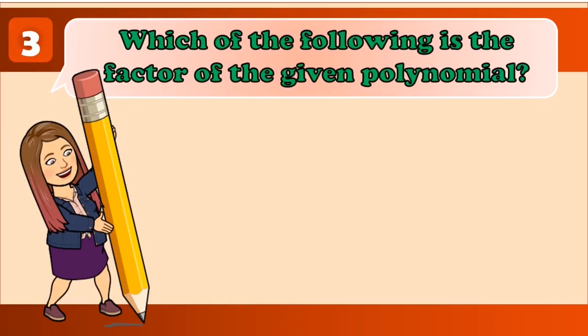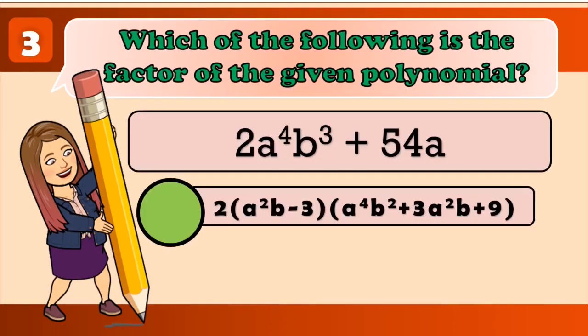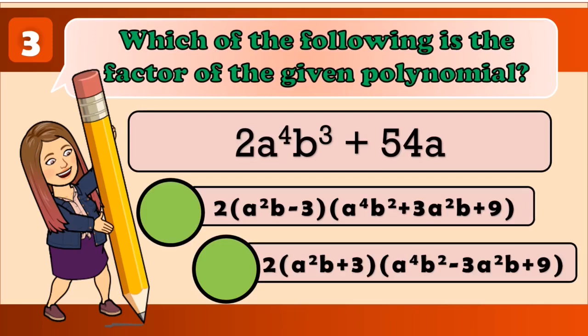How about this? I would like you to try it on your own. Pause. Do you have the answer? Yes. The answer is 2 times the quantity of a squared b plus 3 times the quantity of a to the power of 4 b squared minus 3a squared b plus 9.